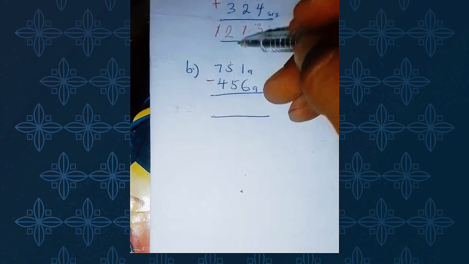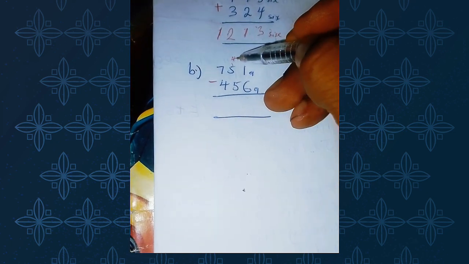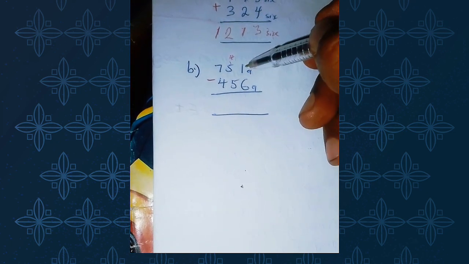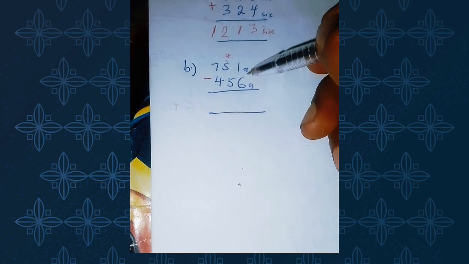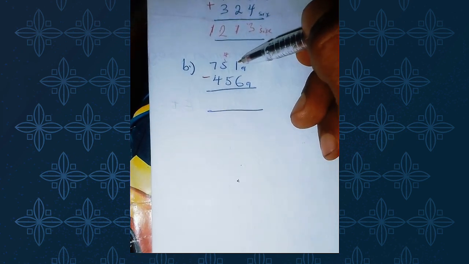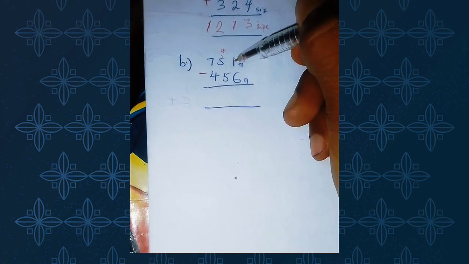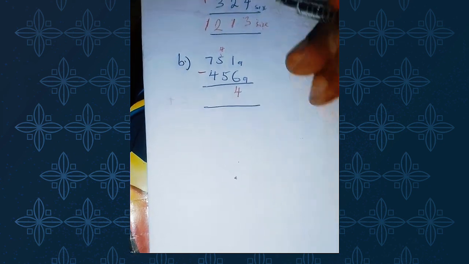When you borrow from here, this number will reduce to 4. And what you are borrowing, you are not adding 1 because it's in base 9. You are adding 9. So when I add 9 here, I will get 10. So 10 minus 6 is 4.